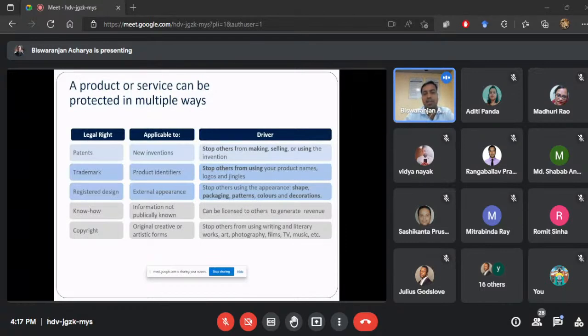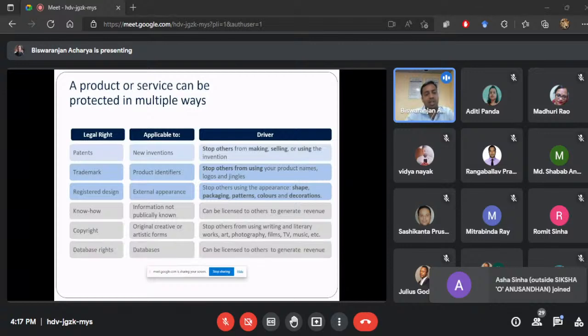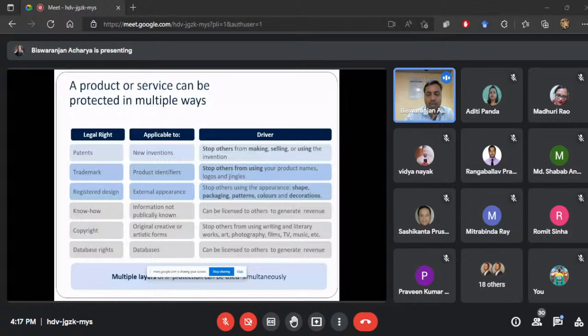Copyright, original creativity or artistic form, stops others from using writing and literary work, art, photography, film, TV, music, etc. Database rights: if we design or keep one database, we can also give the right to others to use it by paying some rent like this. It can be licensed to others to generate revenue. Multiple layers can be used simultaneously for a product. What is copyright?